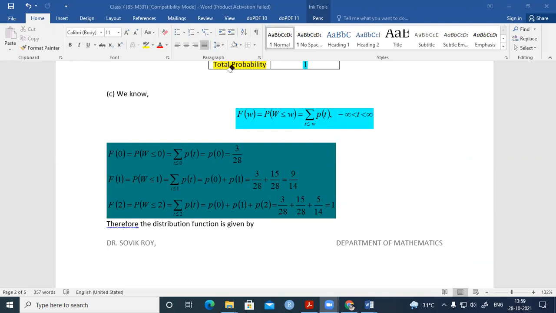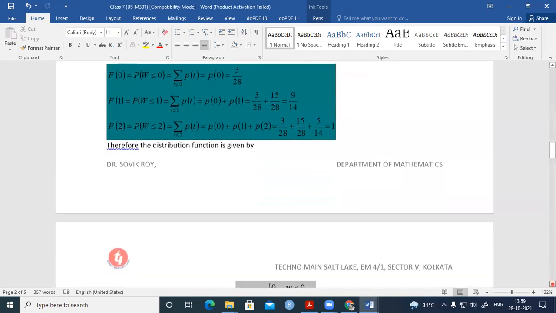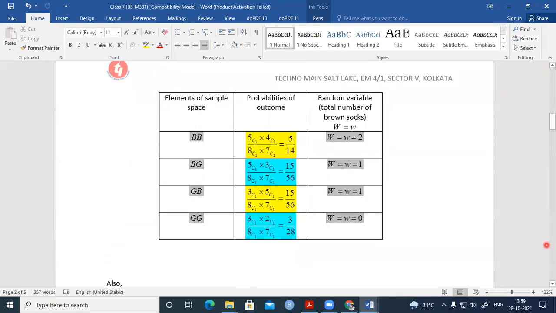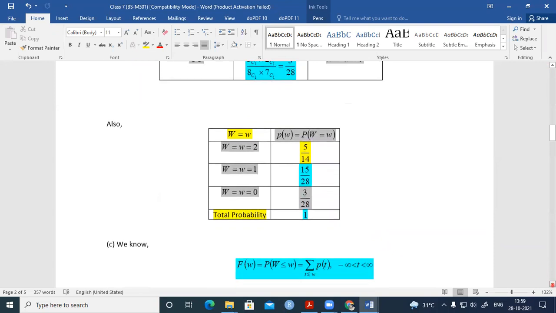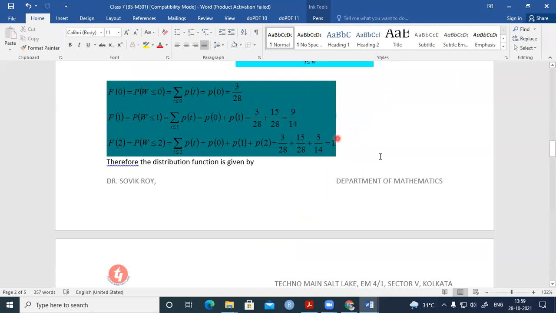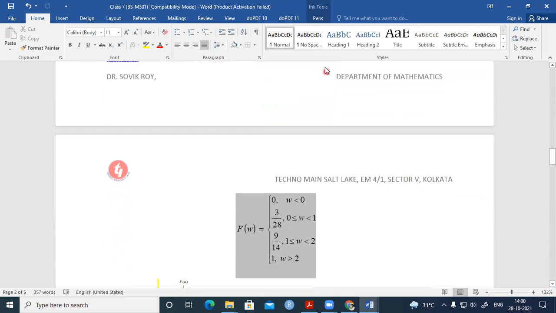Now, this is not a function actually. These are the values of the distribution function, isn't it? Now we have to write the thing in function form. So how are we going to write it? First of all, because these are the individual values, we have to write this in a function form, because probability is always written in a functional form. So we are going to do the same thing with the distribution function also. So how to do this? We have written F(w) over here.